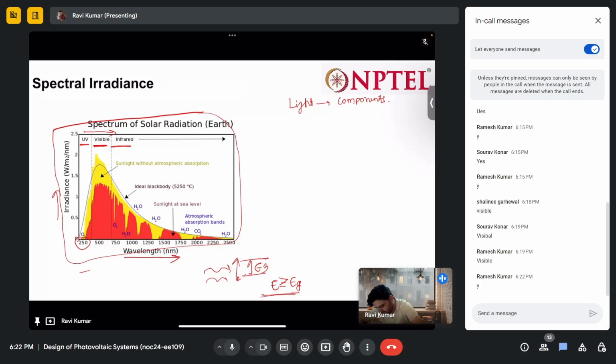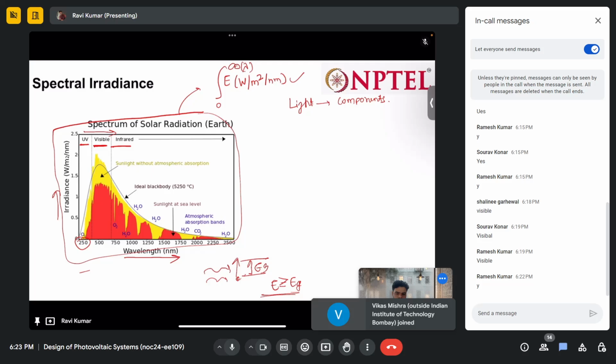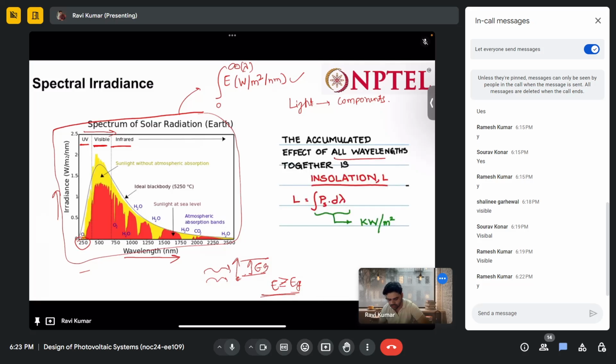See, this is the energy in terms of watt per meter square per nanometer. Can we integrate it for all the wavelengths, 0 to infinite lambda? If we do so, we will get the insolation, and that is the accumulated effect of all the wavelengths. So it is like integration of this energy over all the wavelengths, and that is in kilowatt per meter square.